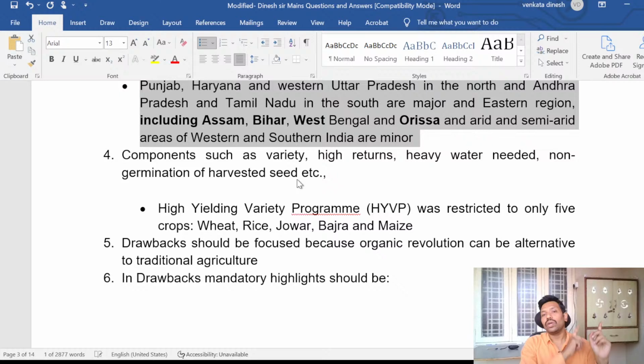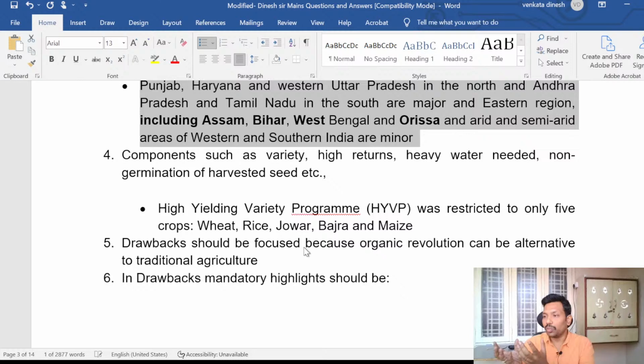The high yielding variety program was restricted only to 5 crops: wheat, rice, jowar, bajra, and maize. I'm not talking about GM, genetically modified, BT seeds, bacillus seeds and all. The high yielding variety program is confined only to hardly 5 varieties. So we get more output for these crops. A farmer who grows these crops gets more output. If a farmer is not able to grow those crops, he is not getting good output.